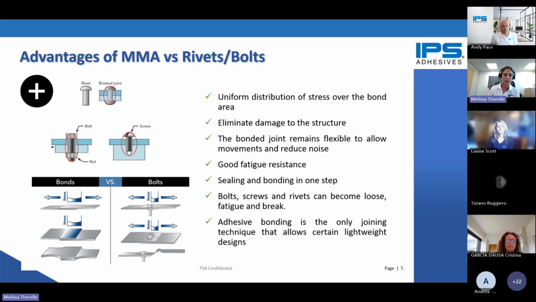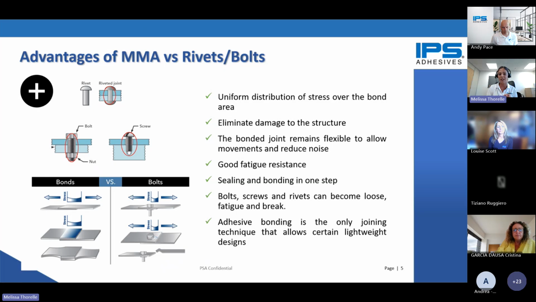You can also bring additional properties. For example, when you use an adhesive, you are not only bonding, but you are also sealing. So you can also improve the corrosion resistance. You can also improve the comfort by reducing and damping the noise and the vibration. You can improve also the aesthetic because you don't need to see the fasteners, you don't have any welding mark. So in general, the aesthetic is improved.